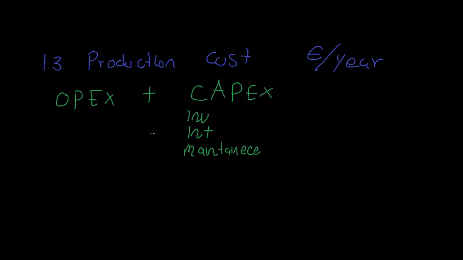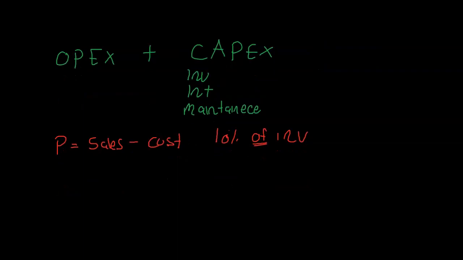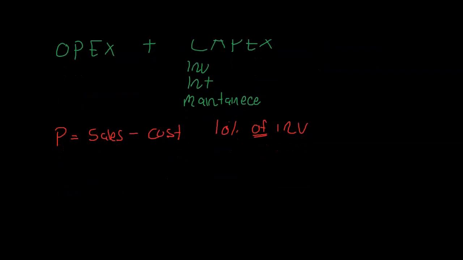So for this, we need to know that profit is given by the sales minus the cost. And for having an interesting process case, or interesting business case, you would need at least 10% of investment per year. Remember that when you have a percentage of, you're going to multiply. But anyway, that's basic mathematics.